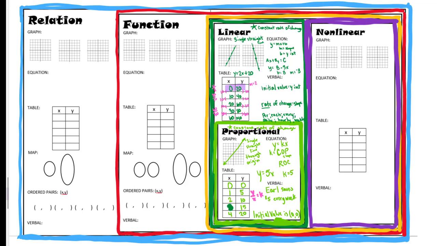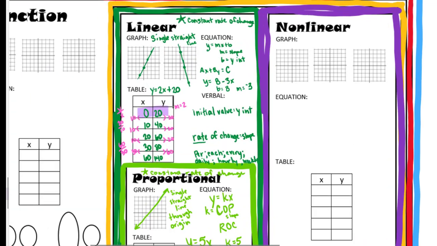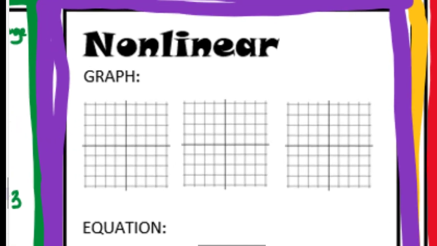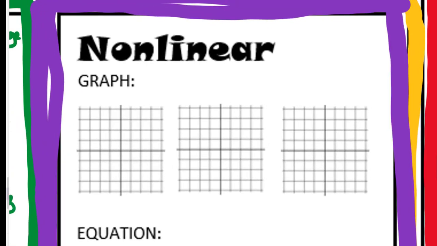So let's now take a look at what nonlinear functions can look like. Functions can be categorized as linear, or they can be categorized as nonlinear. So let's zoom in here. Nonlinear graphs, there's so very many options.